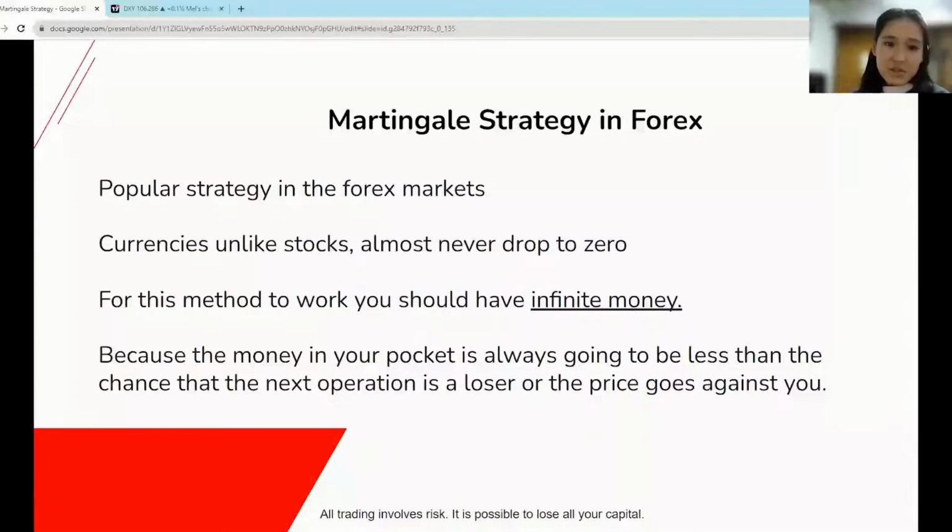Let me know if you guys have any questions. Okay, so it's a popular strategy, as I mentioned earlier. And one of the reasons why it's really popular in currency markets, like Forex, is that currencies, unlike stocks, rarely drop to zero. Although companies can easily go bankrupt, most countries would only do so by choice. So there will be times when a currency falls in value, but even in cases of a sharp decline, the currency's value rarely reaches zero.